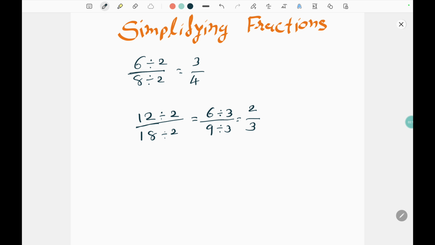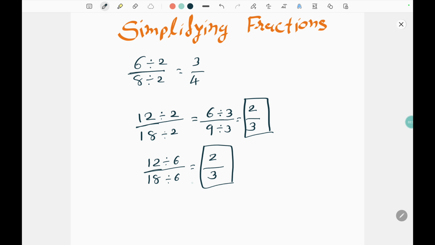Here we solved this sum in 2 steps. But if you are confident in your times tables, then whenever you see 12 over 18, it immediately comes to your mind that both are in the times table of 6. So both can be divided by 6. So 12 divided by 6, 18 divided by 6. So 12 divided by 6 gives us 2 and 18 divided by 6 gives us 3. So as you can see, it doesn't matter whether you do it in 2 steps or 1 step, the final answer is going to be similar. Okay, so the answer is the same. So do as per your convenience.